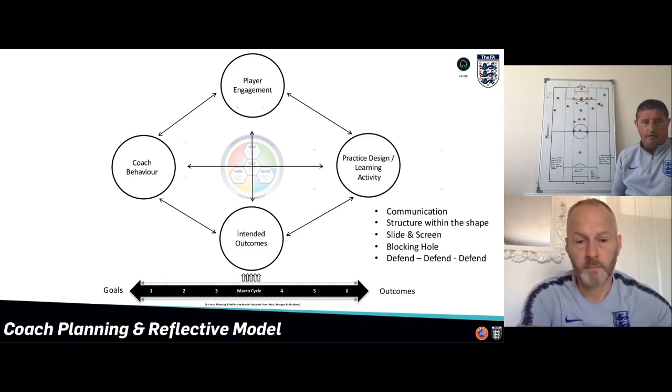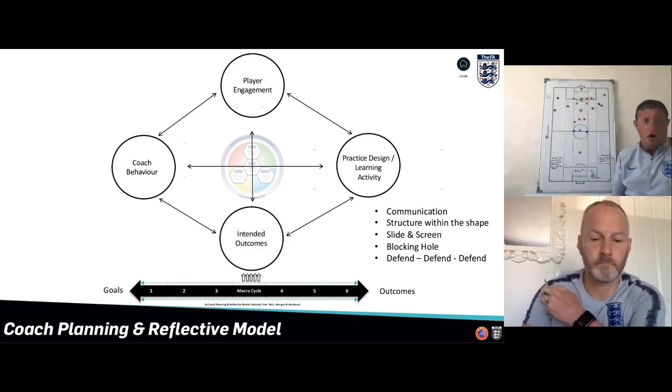And even if I'm doing that on an A licence, I'd be looking to see, has learning taken place? And if learning has taken place, even if it's a tiny bit of learning, because not everyone learns at the same time. They're all at different stages and different ways of learning as well. So what happened with the players and how did they find it?